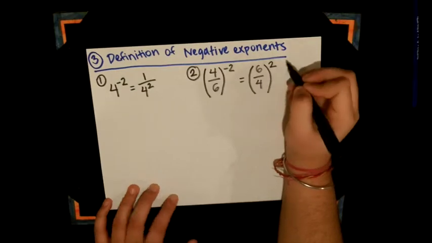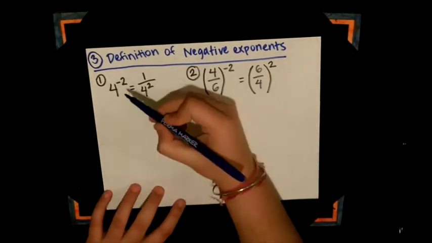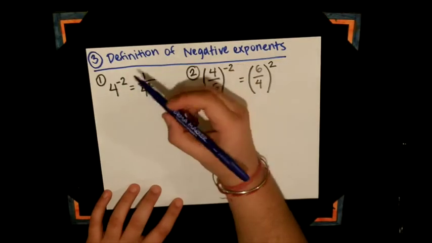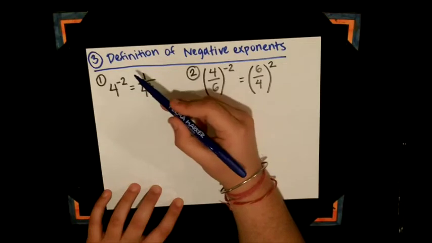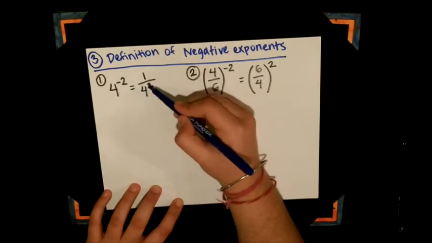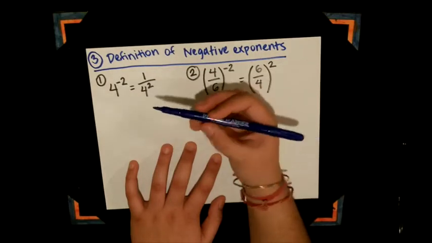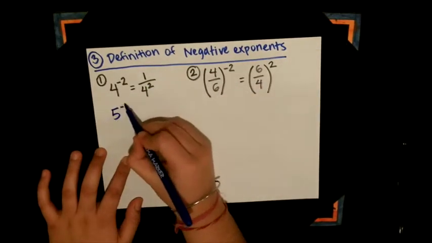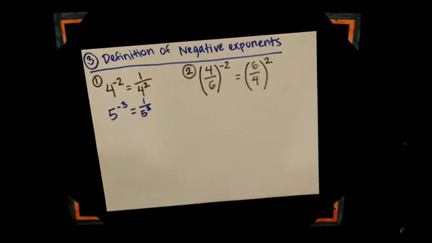Now, let me explain this. 4 to the negative second doesn't really work, so it's moved down to the denominator, which makes 1 over 4 to the second power. Now, let me show you another example. 5 to the negative third power equals 1 over 5 to the third power.